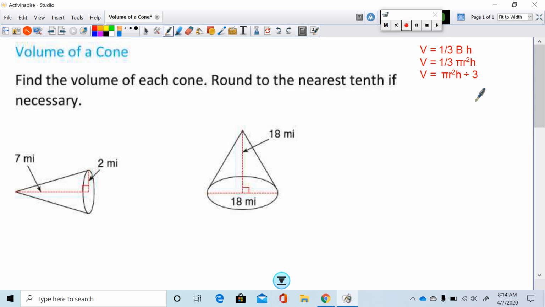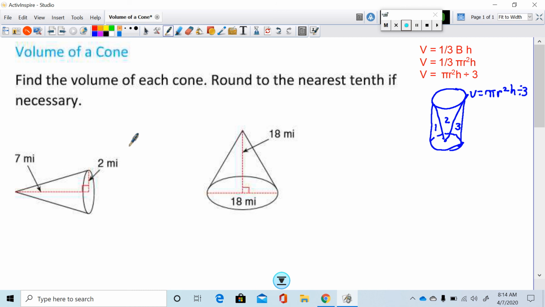Let me explain why it's divided by 3. If you have a cylinder, you'll have to excuse me because I'm not artistic. Okay, say you have a cylinder. The volume of a cylinder, because it has a circular base, anytime you have a circular base, you have pi r squared, and then it also has a height. But if you were to put a cone inside that cylinder, that cone divides the cylinder into 3 pieces. So that's why you have to divide by 3.